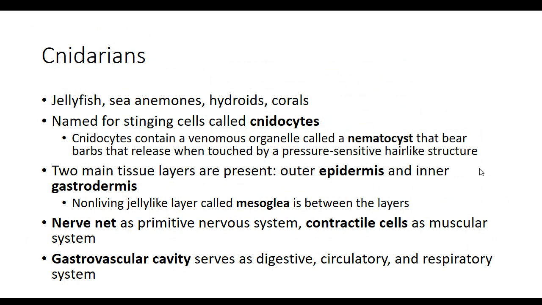So these are pretty simple, just two tissue layers, an epidermis and a gastrodermis that lines the digestive cavity. And there's one opening that acts as both the mouth and the anus. So they take food in, digest it, and then poop out the rest through that same hole. They have a very simple nervous system called a nerve net. And they have muscles. If you've ever seen a jellyfish swim, they contract to pump water out, to push themselves through the water.